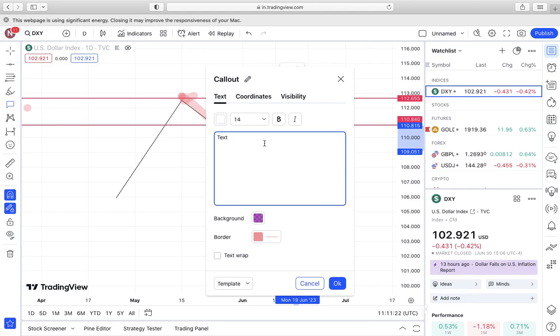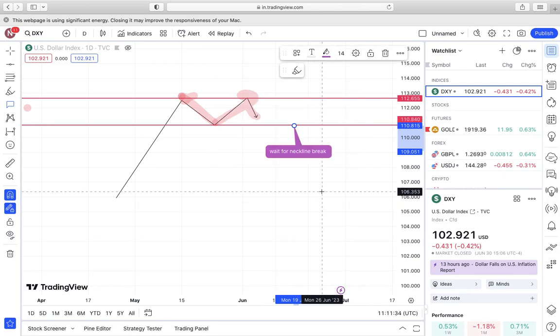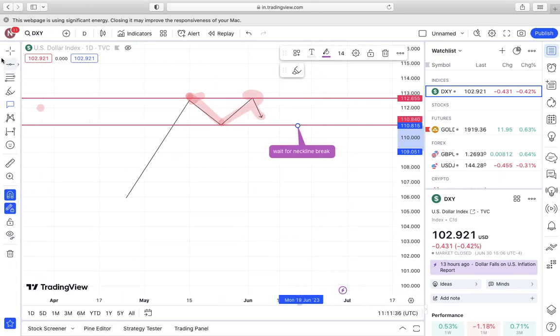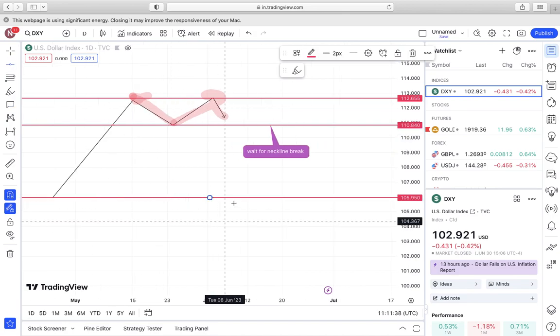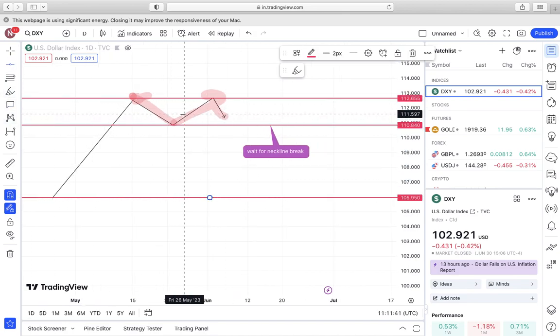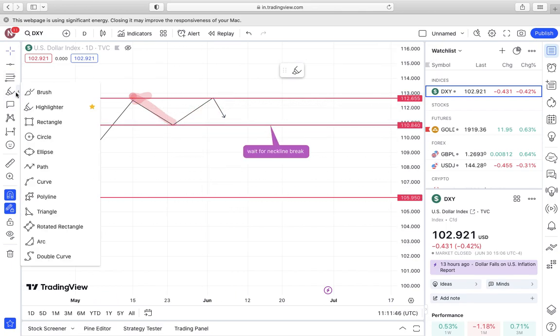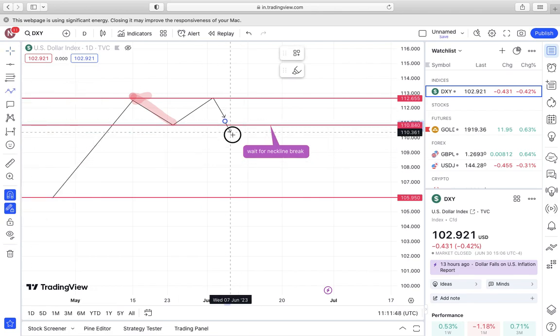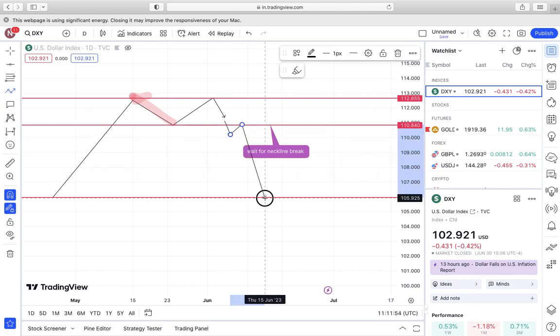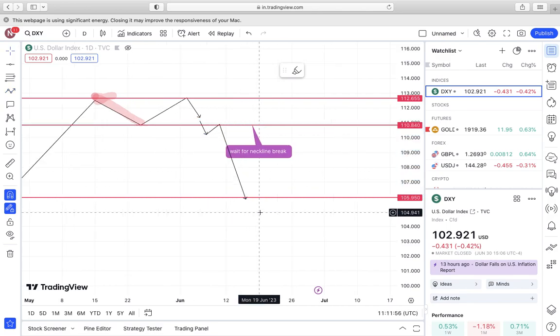You just indicate it when you're doing your Sunday analysis, indicate wait for neckline break. Then you mark the previous demand zone. Now, how do you trade this market? This is how to trade this market. You wait for the market to break the neckline, retest it, and go to your previous demand zone.